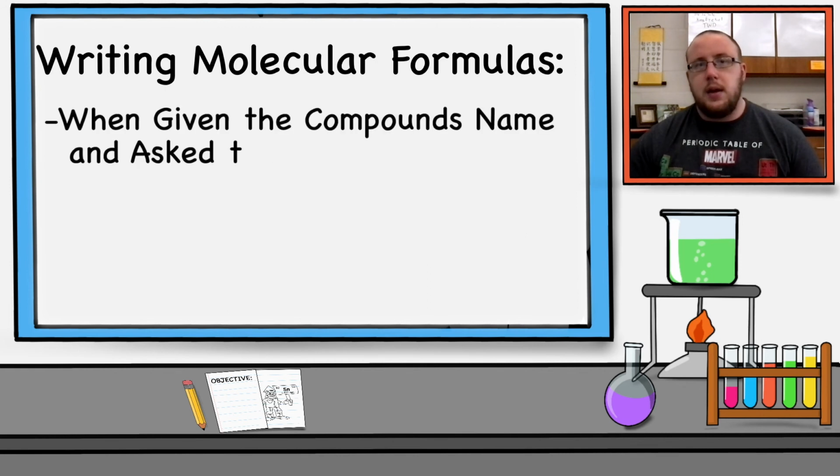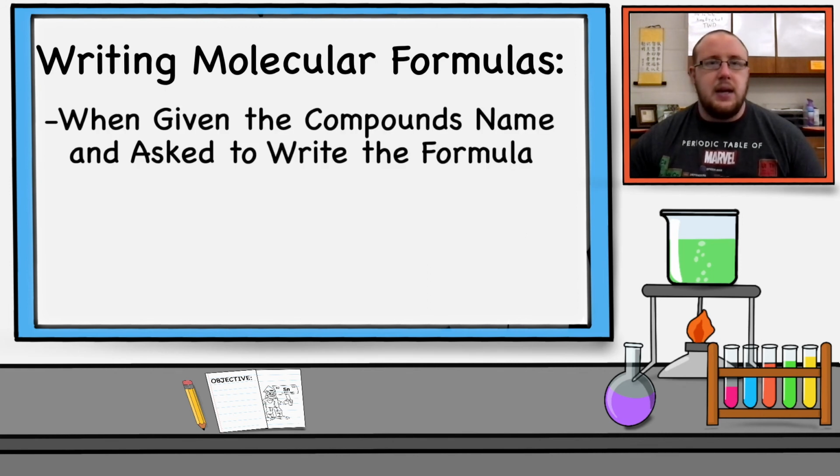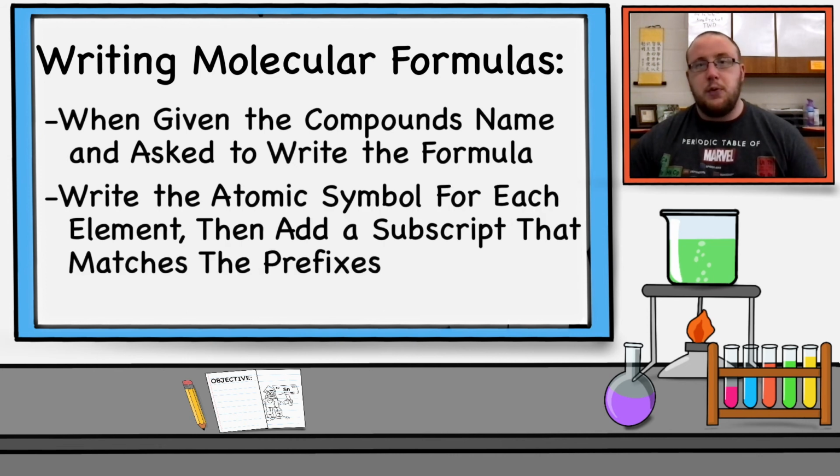When you are given a molecular compound's name and you are asked to come up with the formula, you simply have to write the chemical symbol for each element within the molecule, then add each subscript equal to the prefix that is paired with it. Also, if there's no prefix paired with the first element, we can assume automatically that that is going to be a 1 as your subscript.